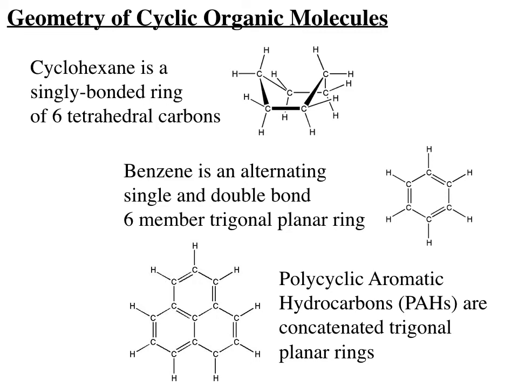I can begin to concatenate these, making what I call polycyclic aromatics, polycyclic aromatic hydrocarbons in particular, where I have connections of a huge number of atoms, kind of forming a chicken wire structure, all being in trigonal planar arrangements around one another.